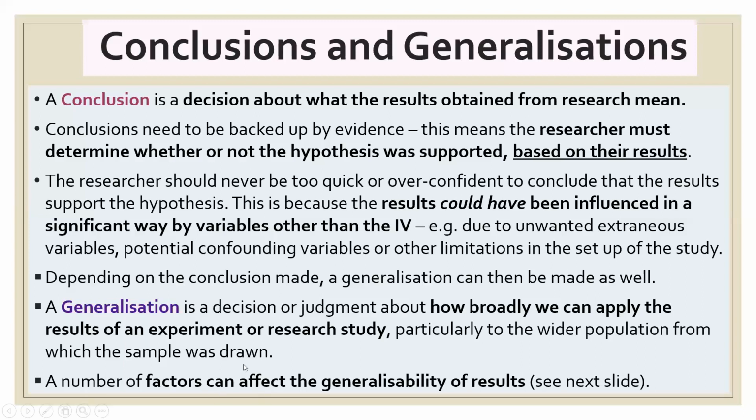But it's always about making sure that whether your hypothesis is supported or not is based on your results. That's extremely important. And like we said yesterday, the researcher should never be too quick or overconfident to conclude that their results do support the hypothesis, okay? Because again, their results could have been influenced by other variables, so unwanted variables, potential confounding variables, the research design, ethical breaches. All of those things can affect our ability to properly conclude and thus properly generalize the results.